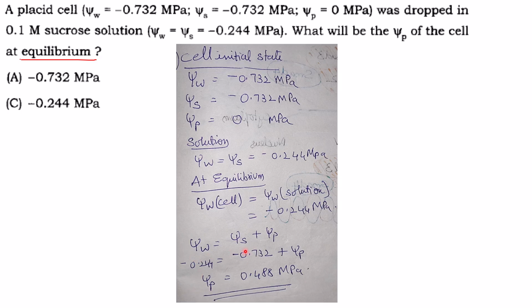Water potential is equal to solute potential plus pressure potential. You will get it as 0.488. So it is either B or D. Here it is hidden there behind this photo. I think it is B. Okay, so 0.488 is the answer. It is there in your options, but it is hidden by the photograph I have placed.